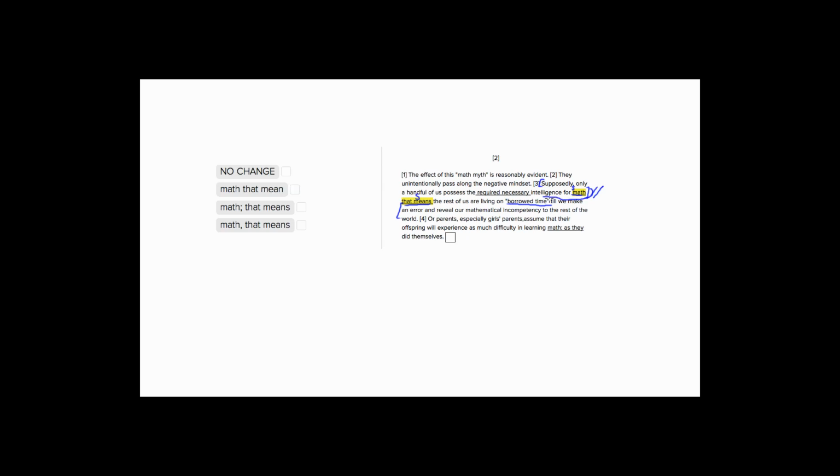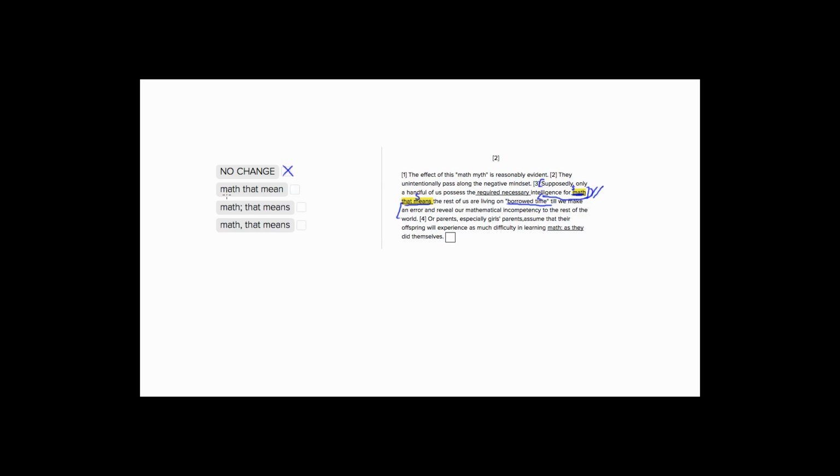This concept of being on borrowed time is a related thought. It has to do with this first part of the sentence, but it's not this math itself that means that we're living on borrowed time. It's just related to these people not having the math. So we don't want to connect these two.